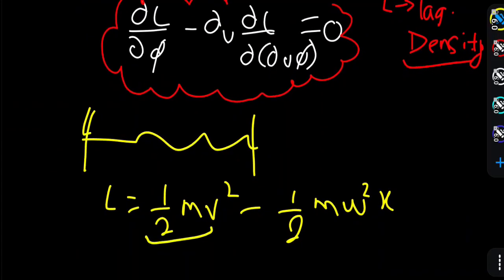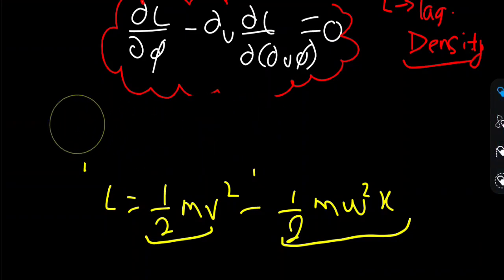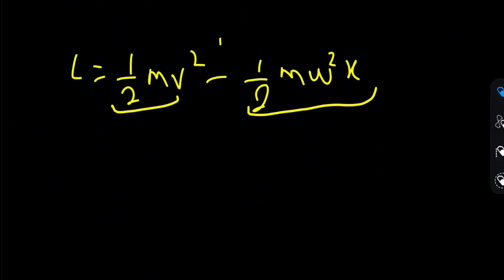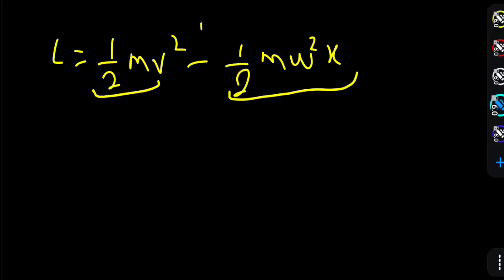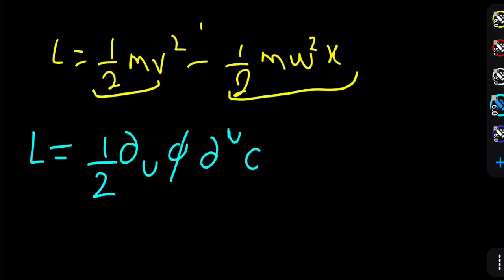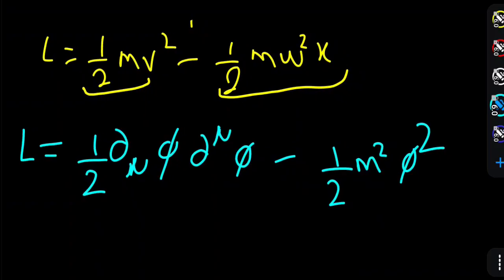This is the kinetic energy, this is our potential energy. For any spring-block system, you can assume that. So I'm just guessing the Lagrangian. This is not correct, but I'm just guessing the Lagrangian to be like this. So what my guess is saying is that I can write the Lagrangian as 1/2. Okay, we are working with fields, so it can be written as 1/2 del mu phi del mu phi minus 1/2 m square phi square.